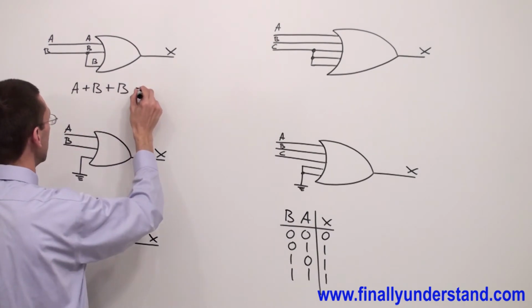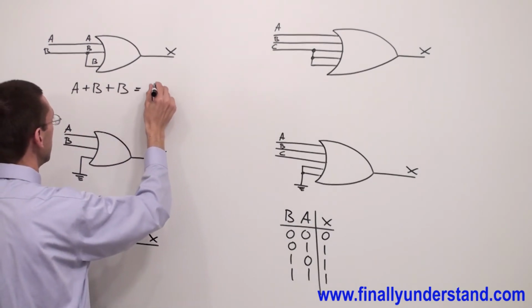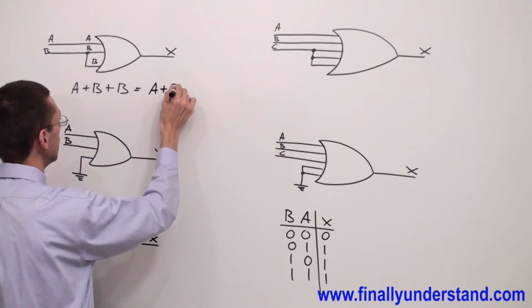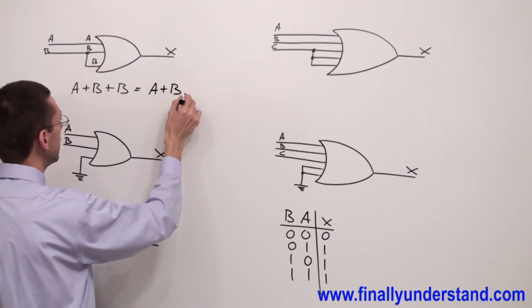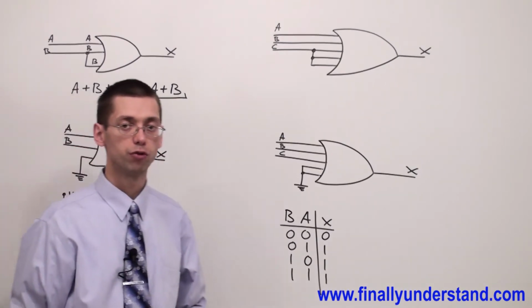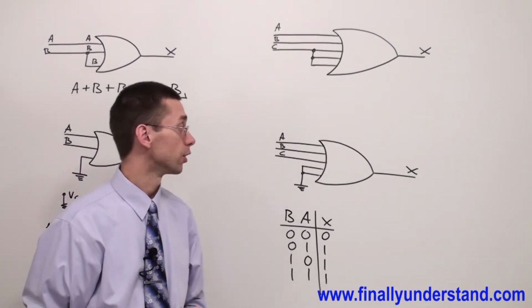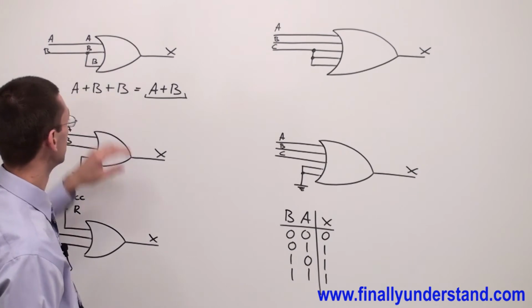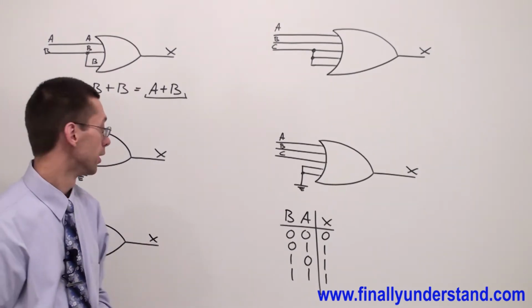That's why I'm going to write that this is equal A or B. And this is nothing else, just the logic expression for two input OR gate. So this connection is correct.